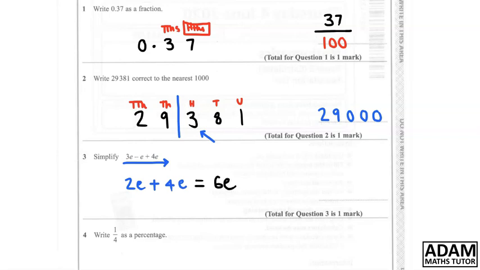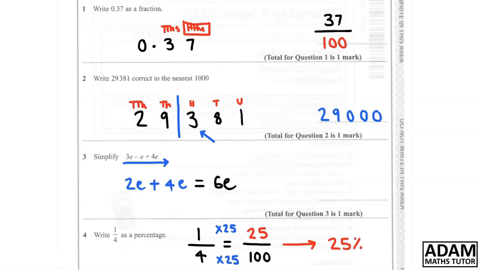Question 4. Write 1/4 as a percentage. This should be one that you try and remember for your exam, but if you can't, then we can make this equal to a fraction that's out of 100. To get from 4 to 100, I'd have to times by 25, so do the same to the numerator, and that gives us 25. When out of 100, a percentage would just be the numerator, so 25%.